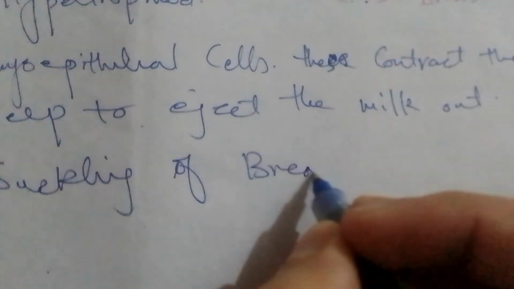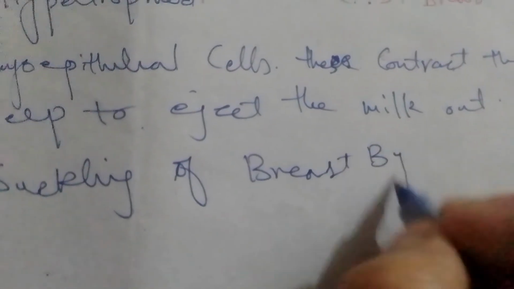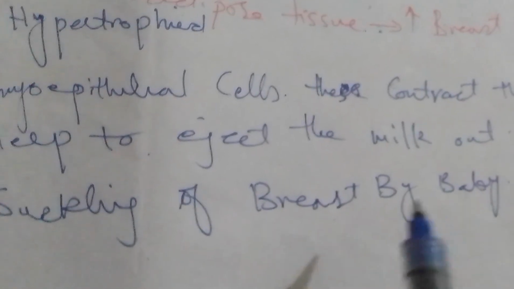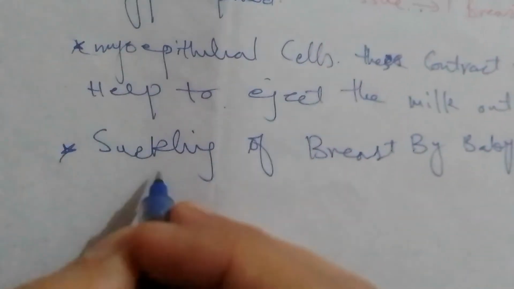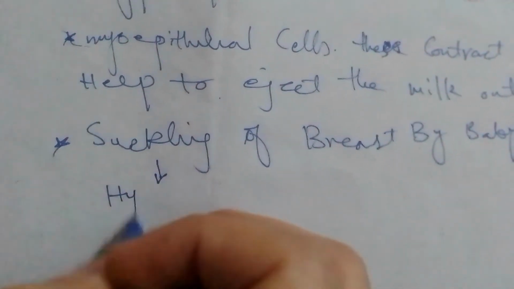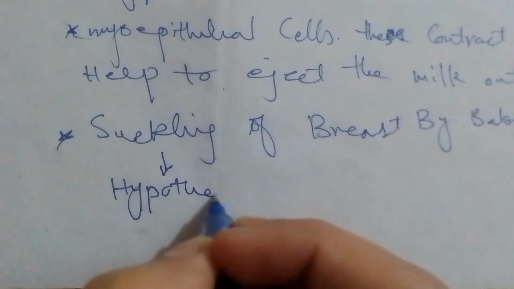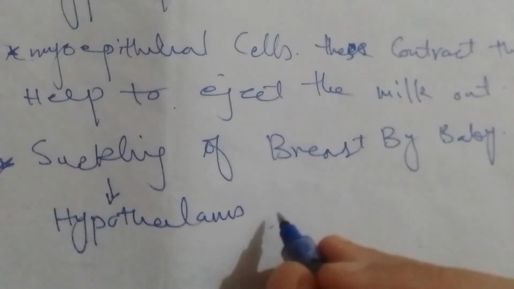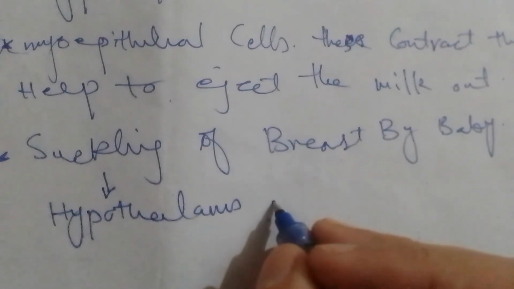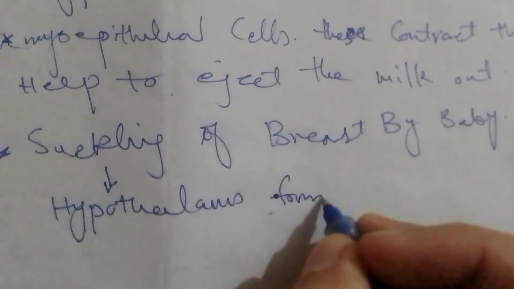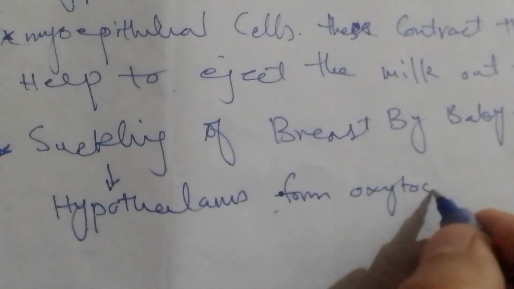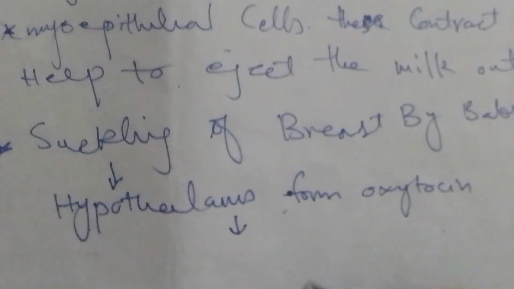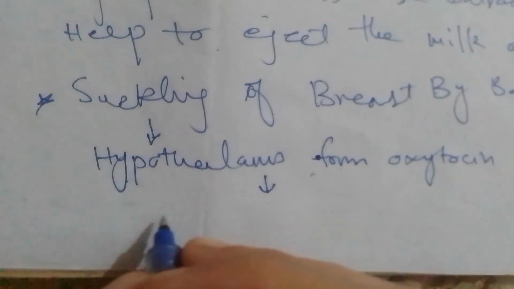The suckling of the breast by the baby is the stimulus, not for the hypothalamus, but for the posterior pituitary, to release the oxytocin. This oxytocin causes the contraction of myoepithelial cells in the breast.